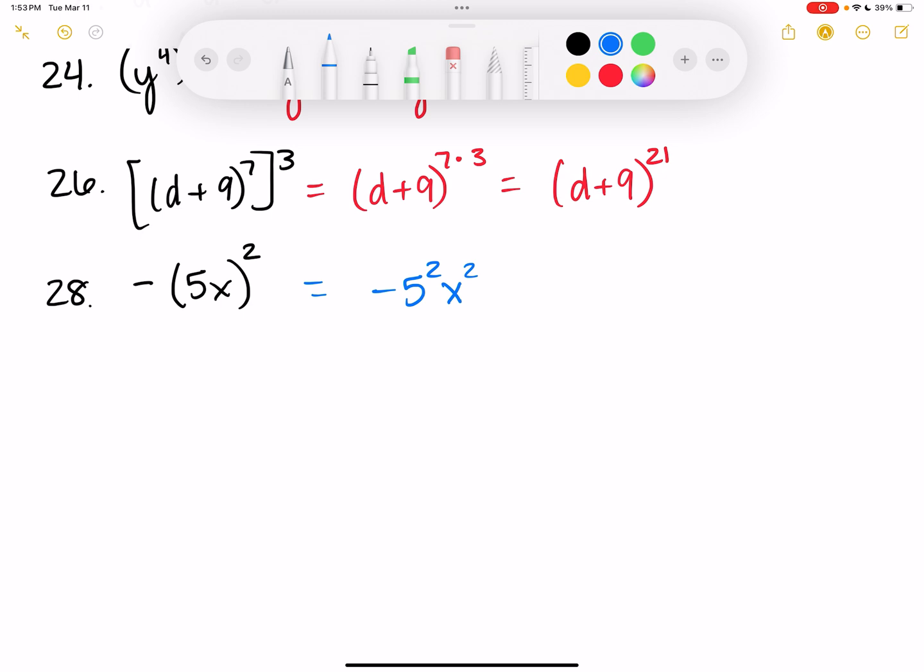Now, this one is just simplify. It doesn't say to leave it in terms of exponents. So, if I have a number that's being raised to a power, I should be going all the way through with that. What is 5 squared? 25. So this becomes negative 25x squared. It would have been a different answer if the negative was inside the parentheses. It was outside, so I left it alone. If you want to think about it, leave it like that until you get to your final answer.